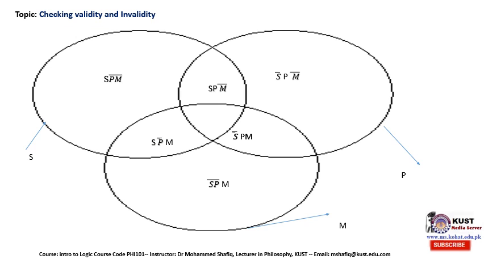Now we have this diagram. So we have three different terms: the minor term, that is S, the major term, that is P, and the middle term, that is M. Now we will have to overlap all these three circles, because each circle represents a specific class. And then we will put, sorry, I haven't put it SPM over here.